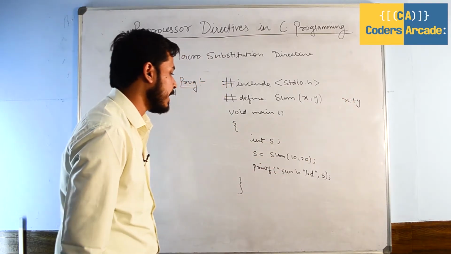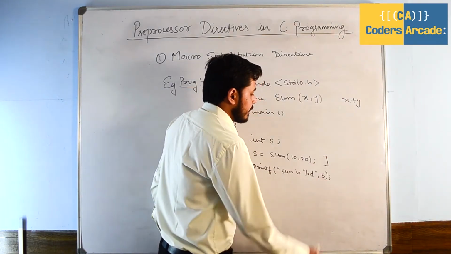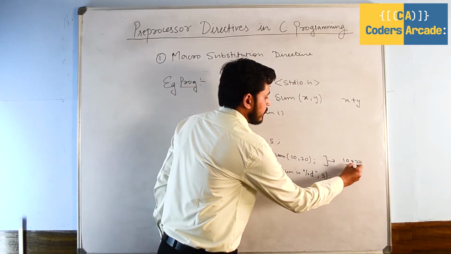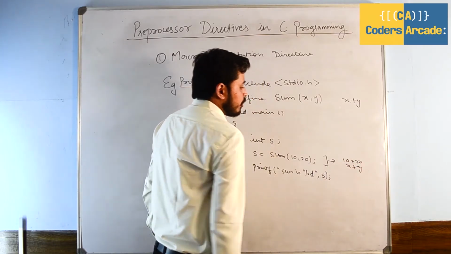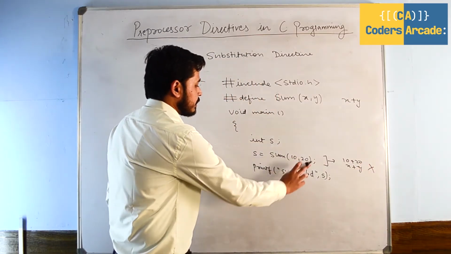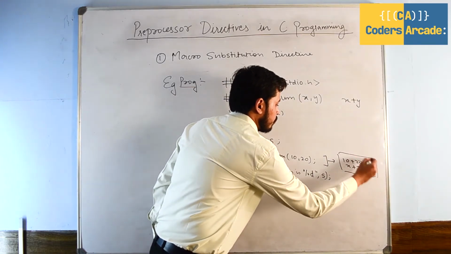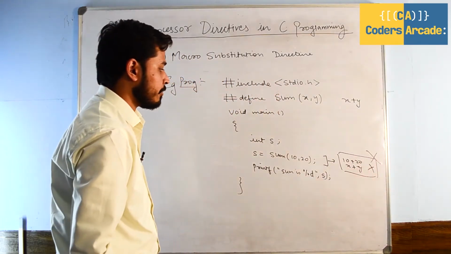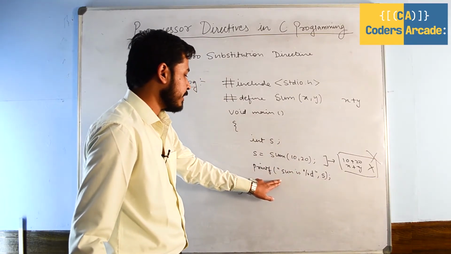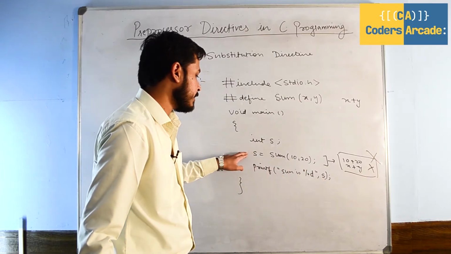So we don't have to write here in this part of the program 10 plus 20 or x plus y. We don't have to write this. This is okay for us. We don't need this. This is just fine. And then I'm just directly printing sum is %d and directly printing this s.